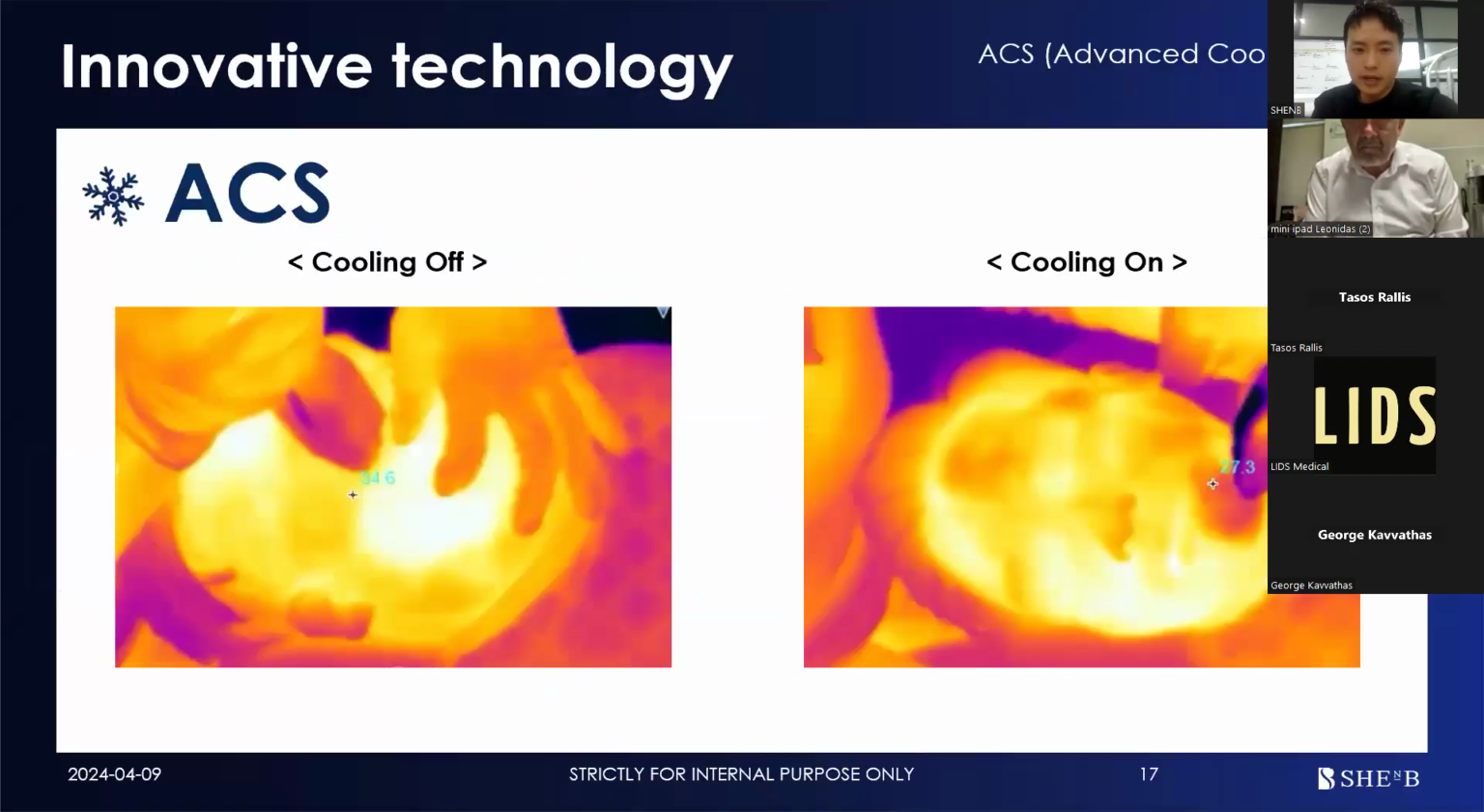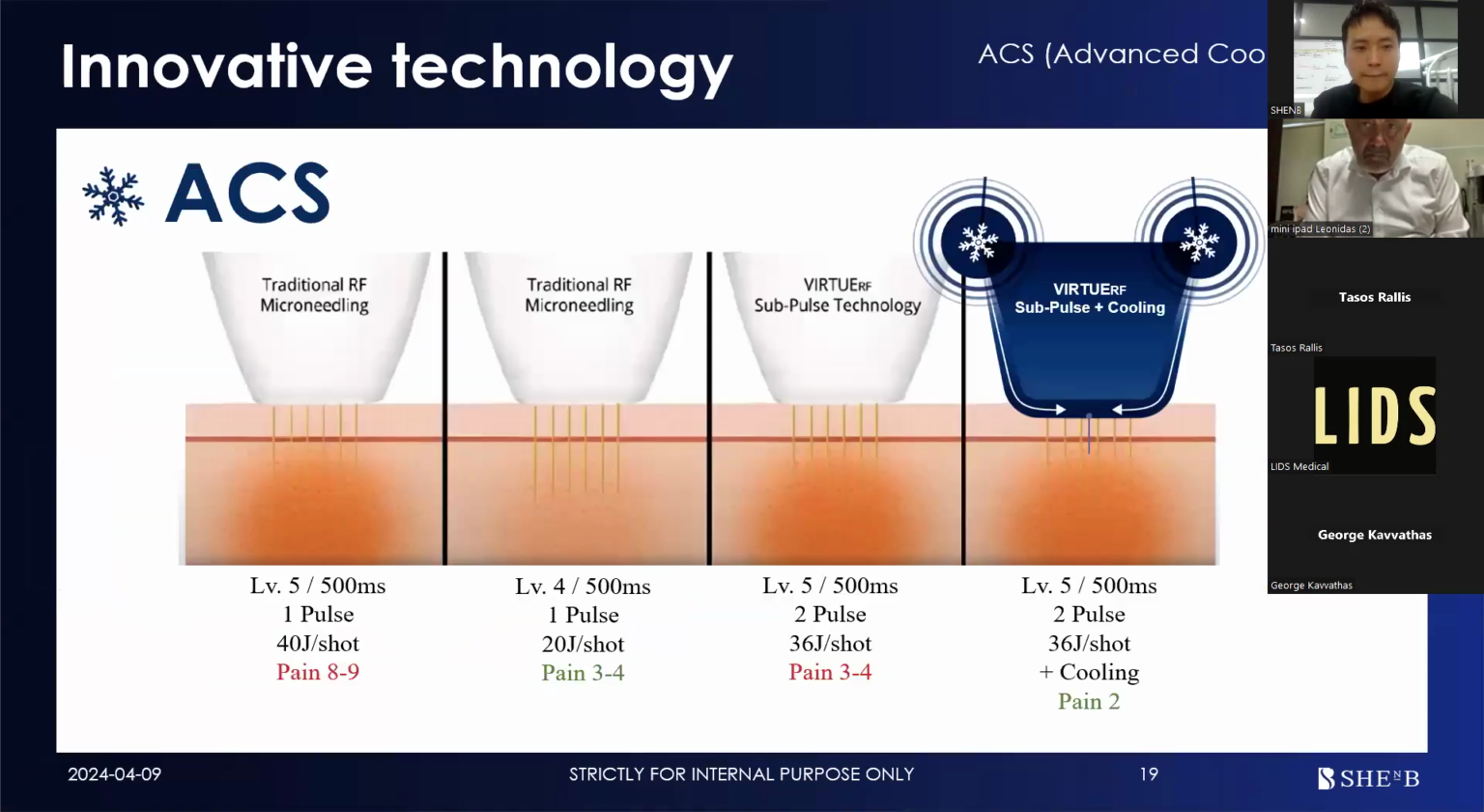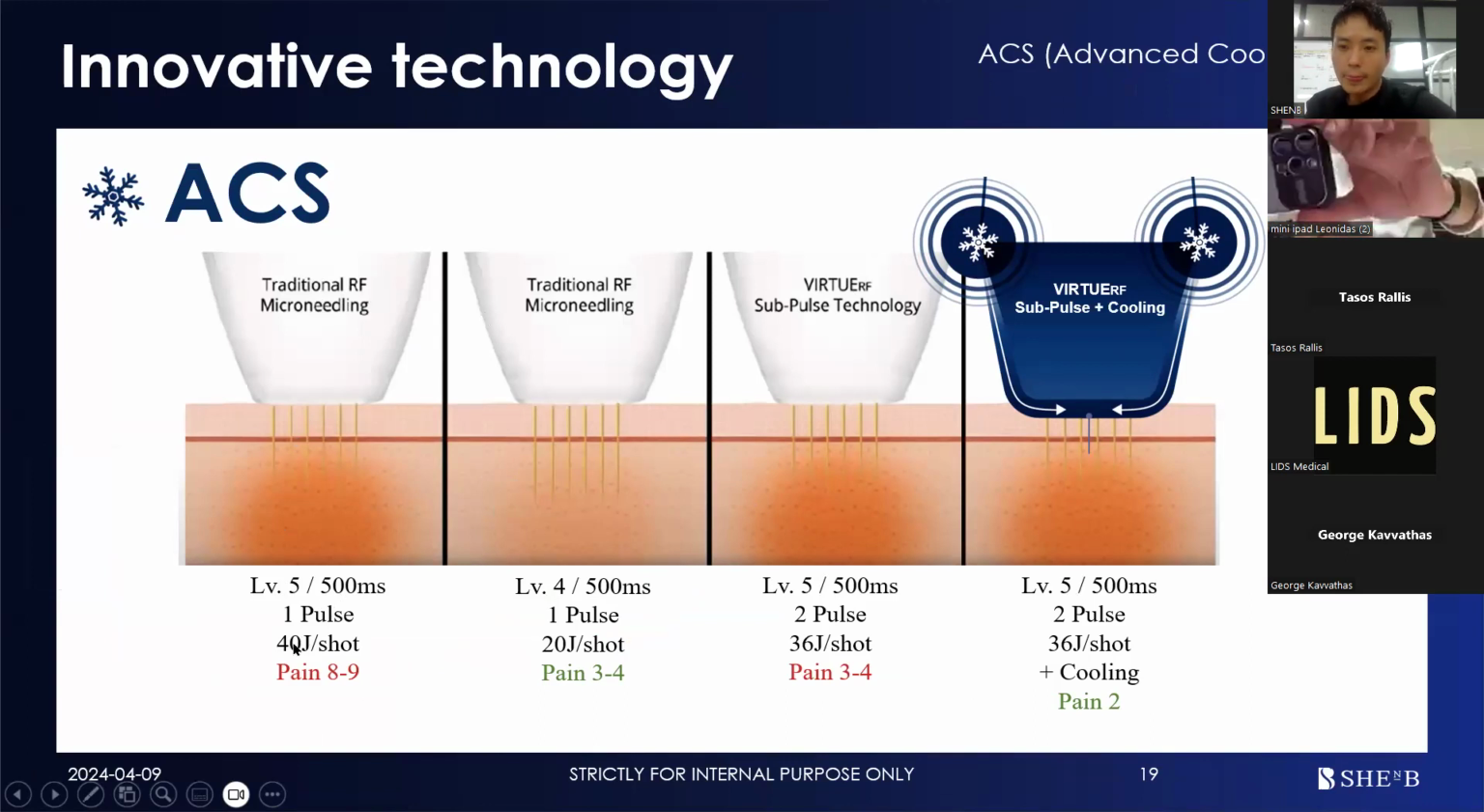Cooling, we don't have it right now, so I'll skip it. This one is about cooling, but I also want to explain the sub-pulse together. As I have told you, traditional microneedling has only one continuous wave. So let's say if we choose level 5, 500 millisecond, it's approximately 40 joules per shot.